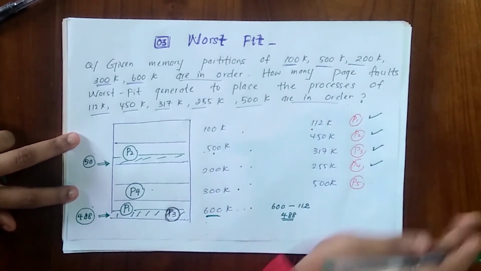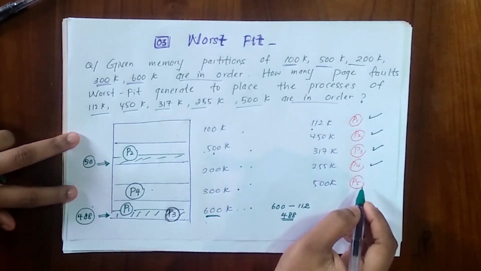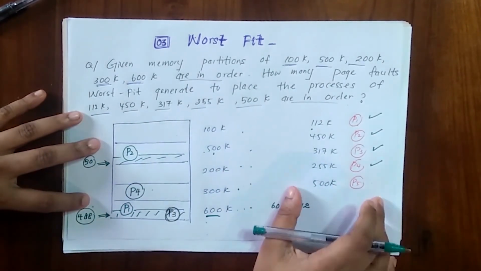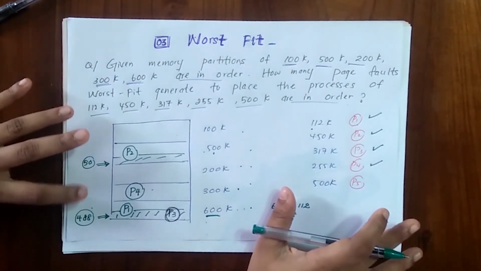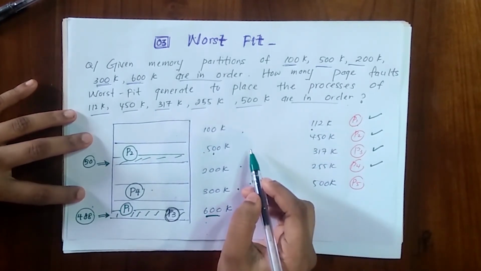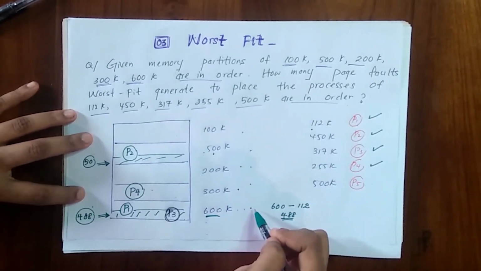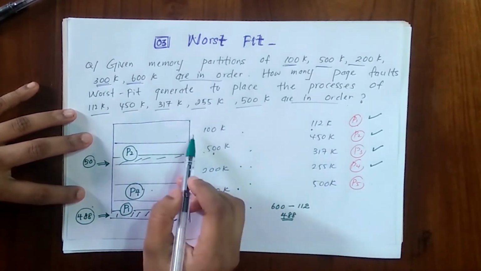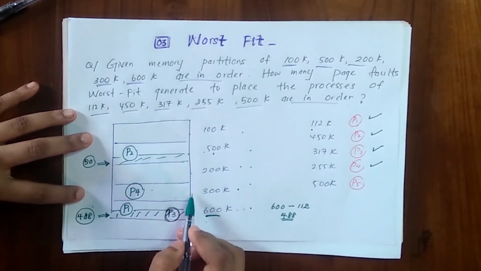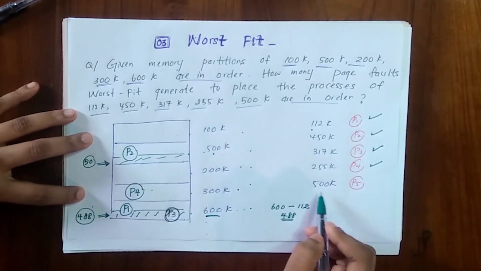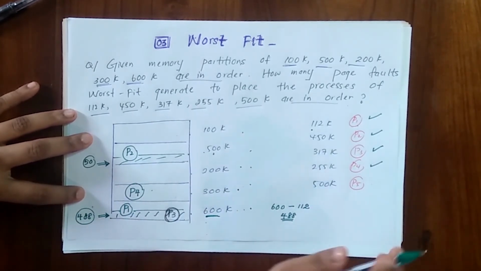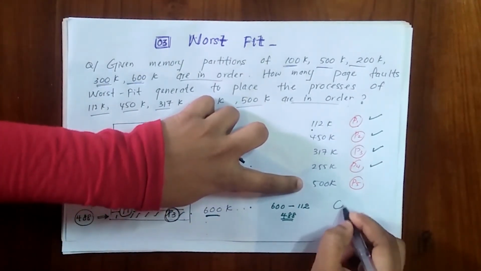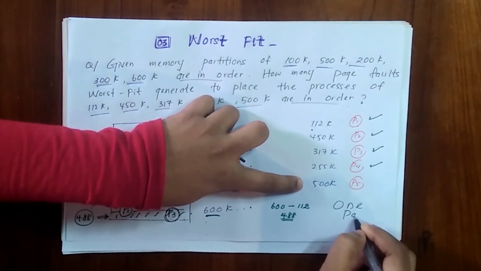Now let's see, can we place P5 at least in this? Because we couldn't place it in first fit or best fit. And here also you can see we can't place process 5 because there is no space in any of the partitions where we can place P5. So here also I know that you got the answer, you know the answer. The answer is one page fault.